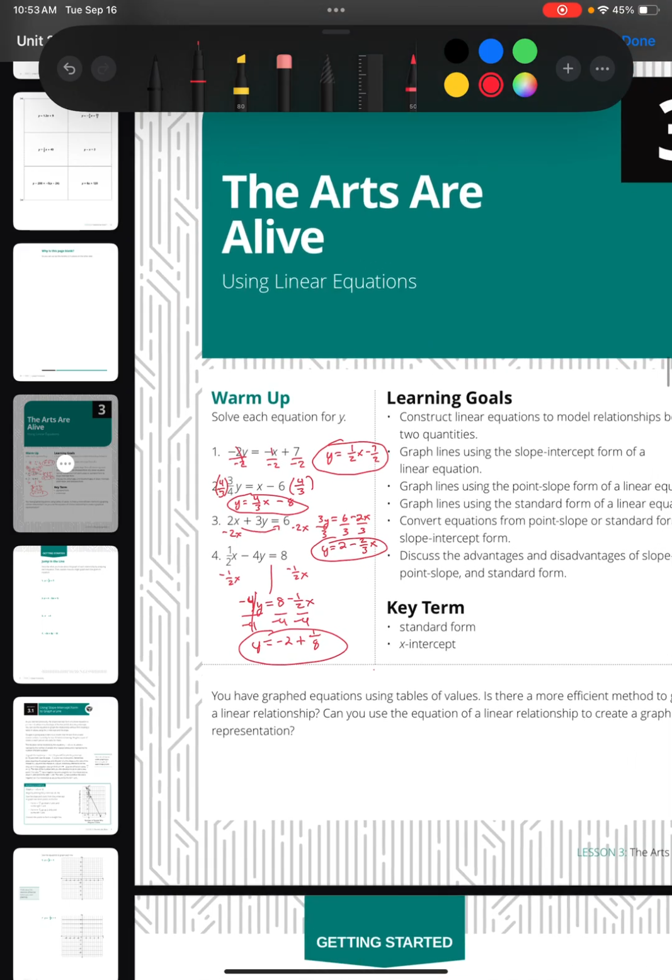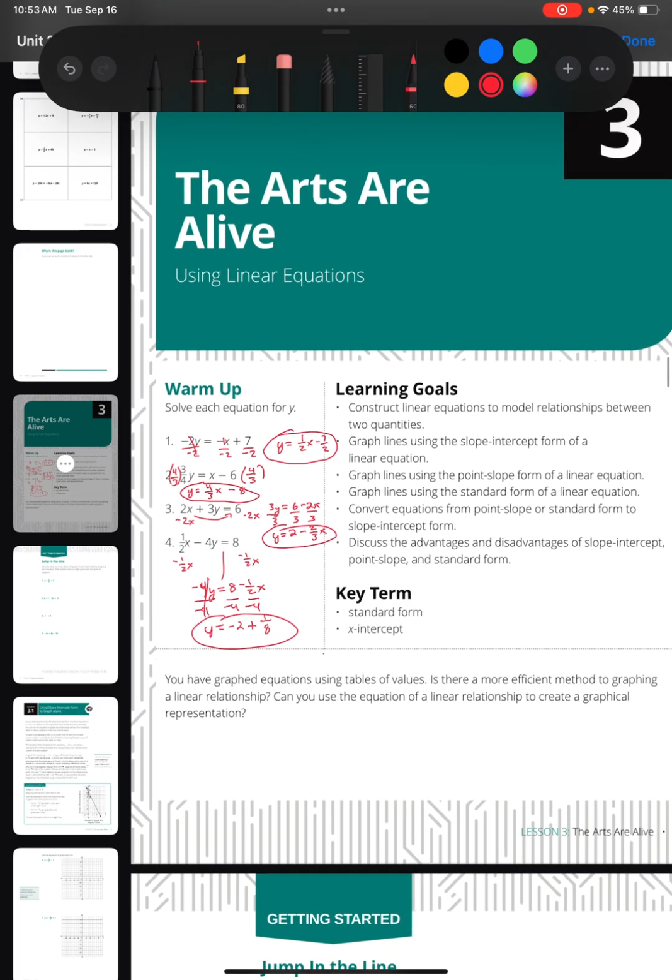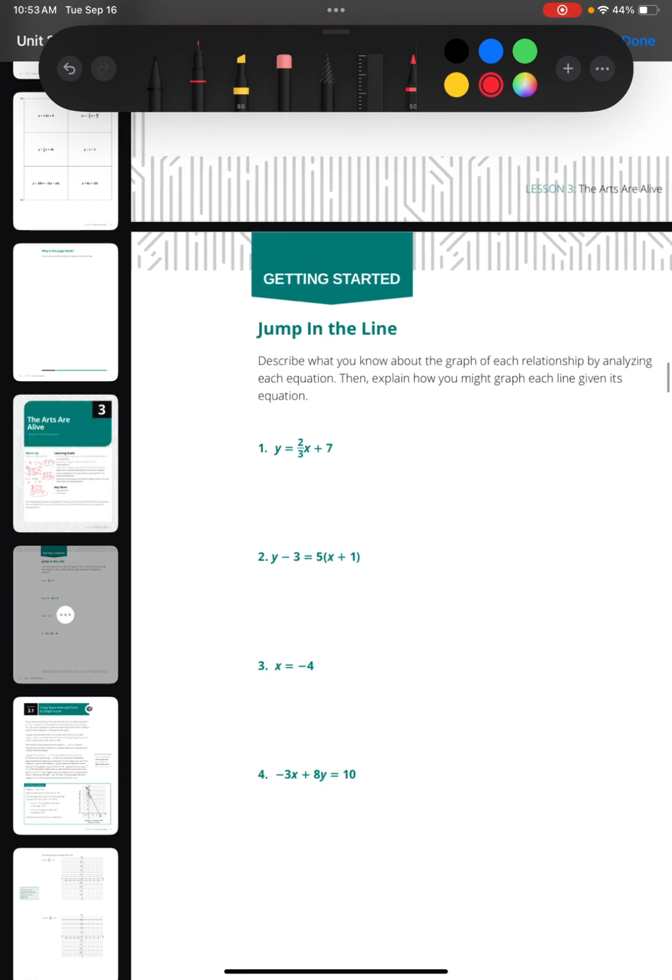All right, so goals today: constructing linear equations to model relationships between two quantities. We're going to graph the lines from slope-intercept, point-slope, and standard form, and convert equations from point-slope or standard form to slope-intercept, which is what we were just doing. We were solving for y, converting to slope-intercept form. All right, moving on to the next page.